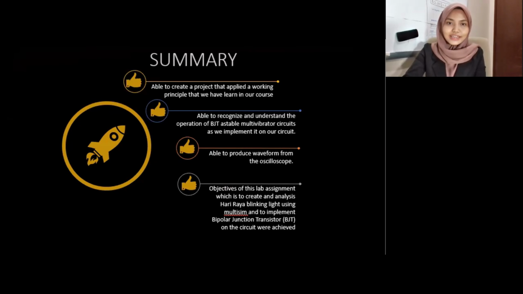So, in conclusion, at the end of our lab assignment, we are able to create a project that applies the working principle that we have learned in our course. We are also able to recognize and understand the operation of BJT astable multivibrator circuits as we implemented it in our circuit. We are able to produce the waveform from the oscilloscope. And the objectives of this lab assignment, which are to create and analyze the Raya blinking light using Multisim and to implement a bipolar junction transistor BJT in the circuit, were achieved.